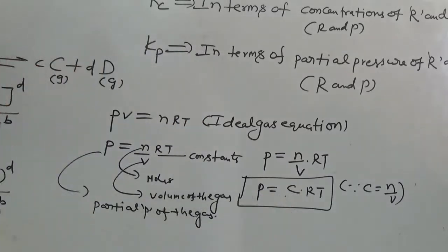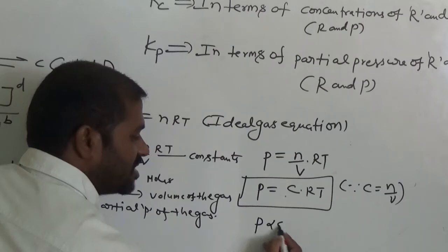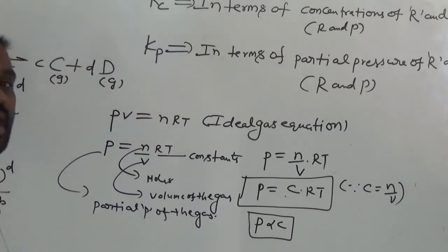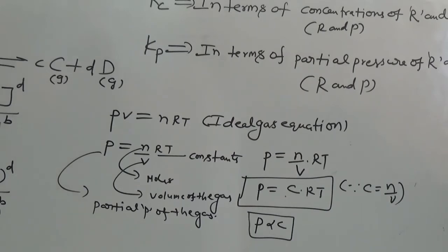So from this, what do we conclude finally? P is directly proportional to C. That means the partial pressure of the gas is related to concentration terms or not? Yes, 100%. Okay, is it clear for all of you?